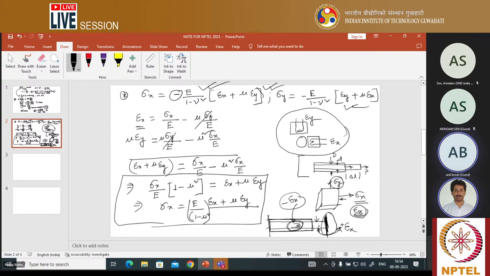That's why your sigma x is coming as minus E by (1 minus mu square) into (epsilon x plus mu into epsilon y). Okay? Because once the residual stress is in a body, before you release it, it is either compressive stress or tensile stress. If it is tensile stress, then once you release it, it will return back to its original position. Then your strain gauge will shrink, so the strain gauge reading will be negative, but the actual stress was positive. That's why after calculation, you need to apply one negative sign. Okay, keep this in mind.